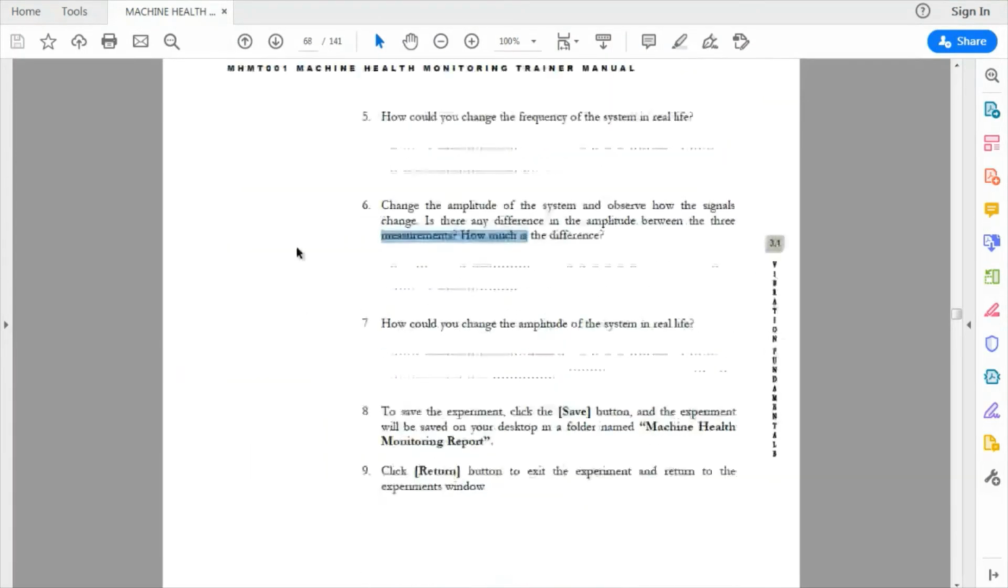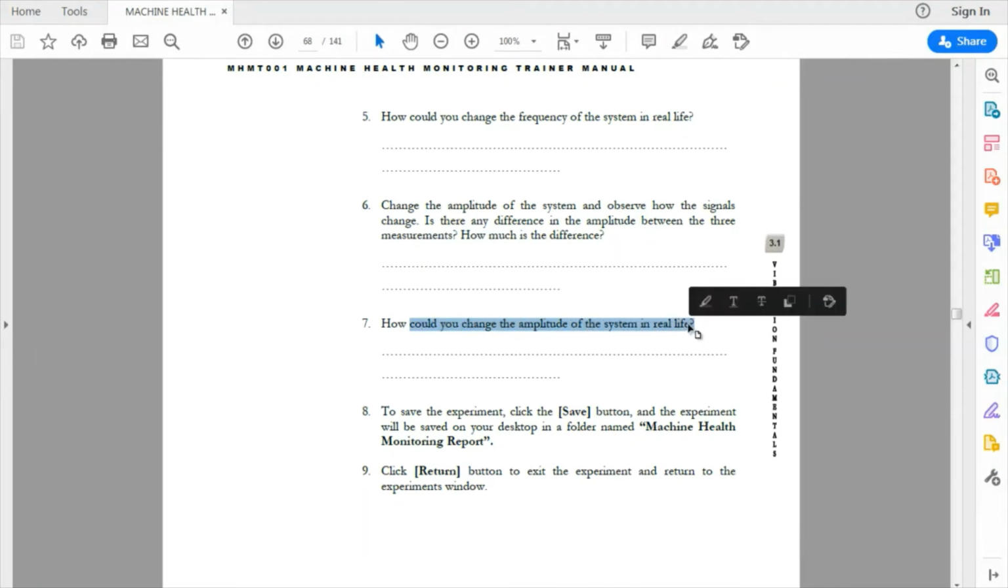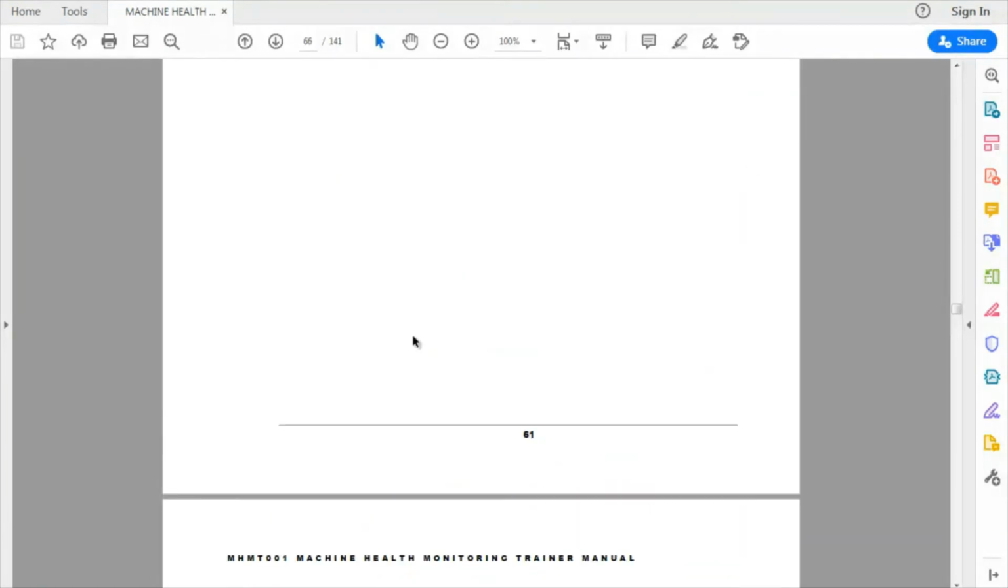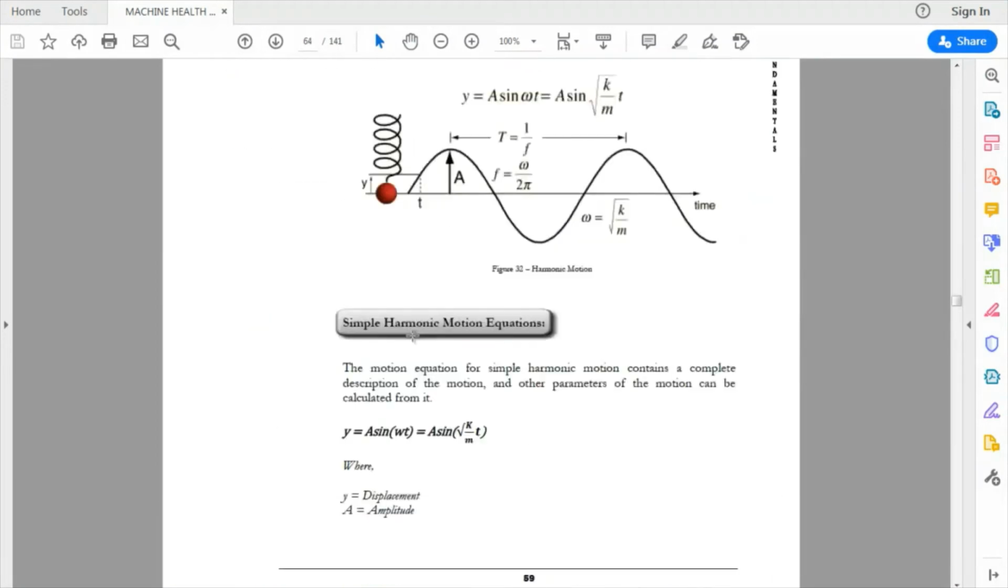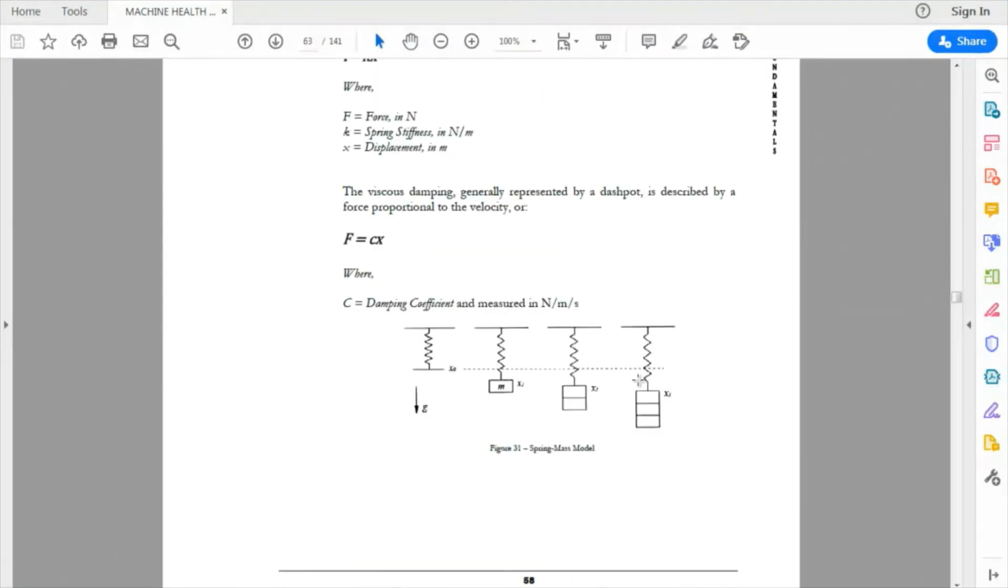And how could we change the amplitude of the system in real life? We can change amplitude by changing the initial displacement of the mass. So if we give the mass a higher initial displacement in the beginning, of course the first value will be higher, and then the oscillation will be based on that. So we can do this by changing the initial displacement.